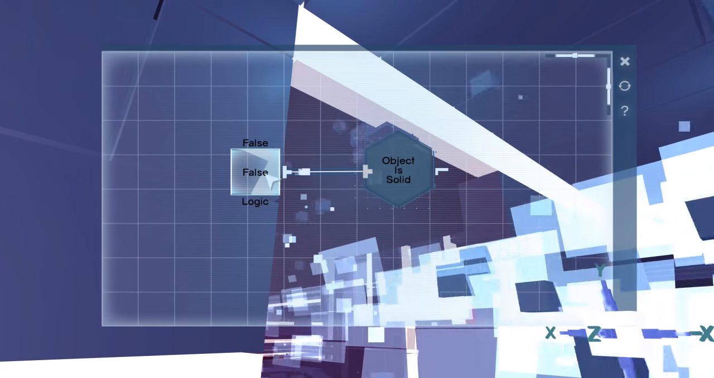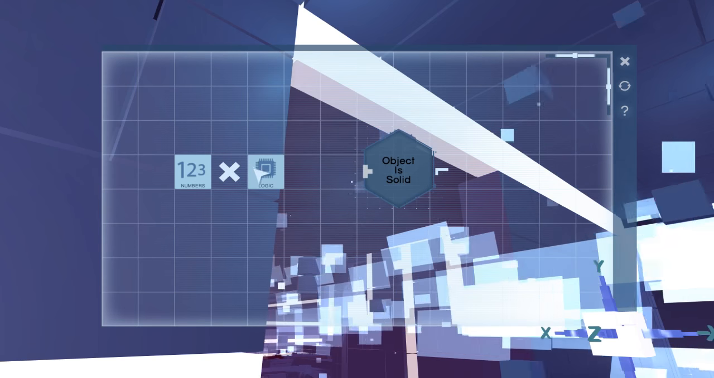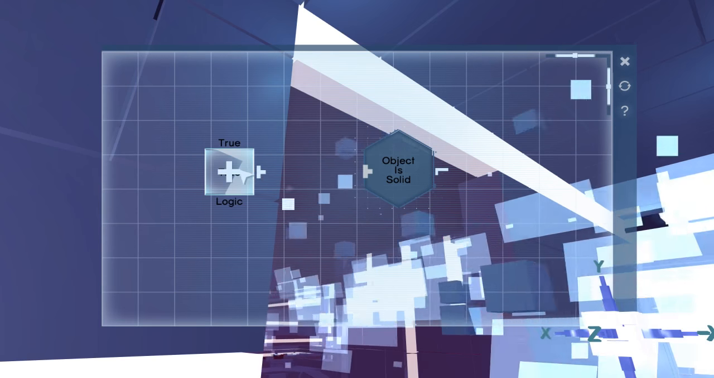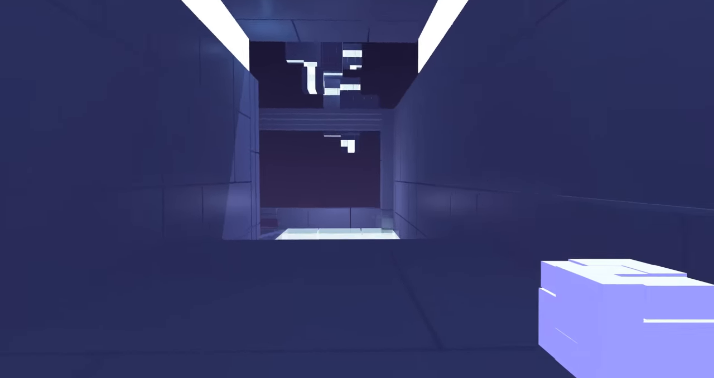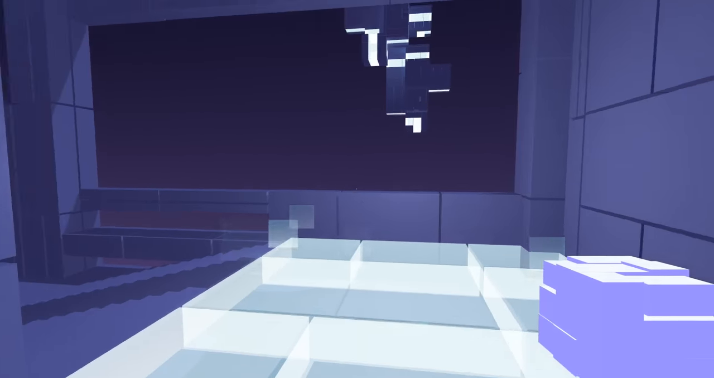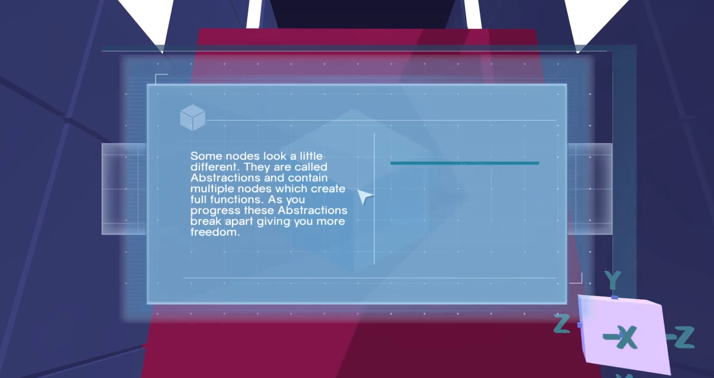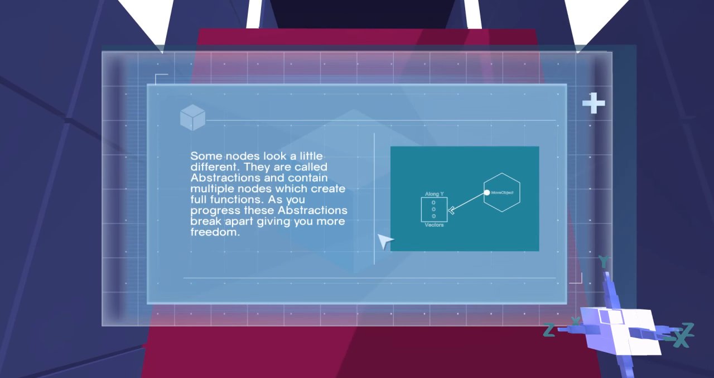Oh hey, there we go. Just make this wall solid and the data flow will go away. Take that, data flow. I don't need you in my life. And now we've learned something new, apparently. Some nodes look a little different. They are called abstractions and contain multiple nodes which create small functions. As you progress, these abstractions break apart, giving more freedom.